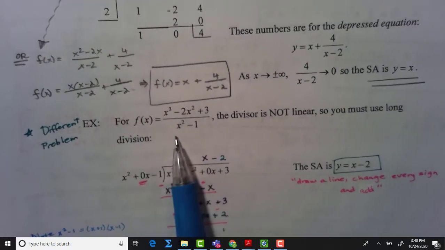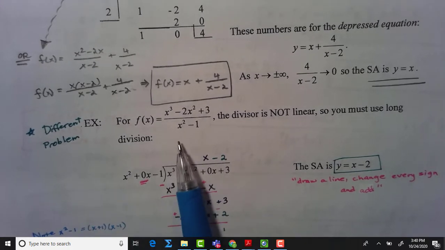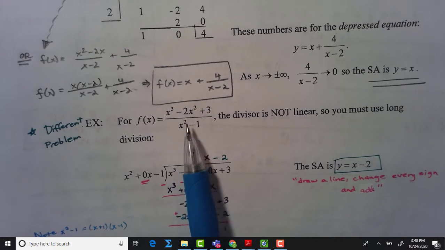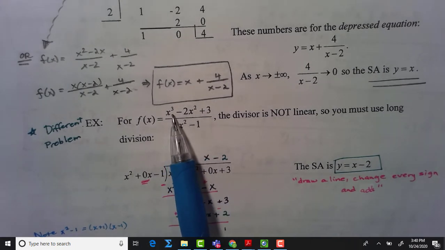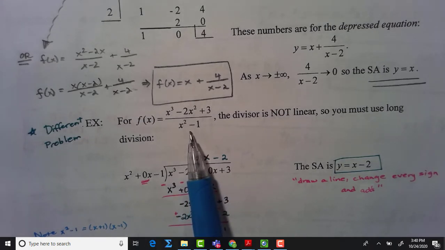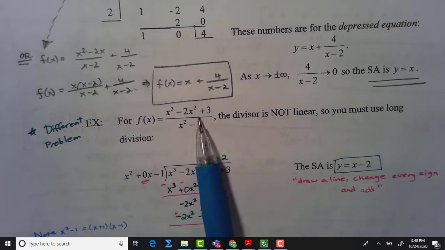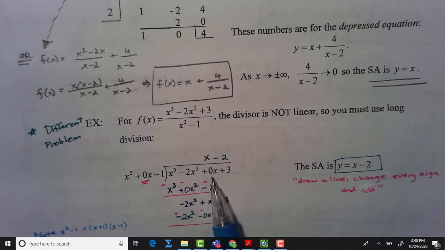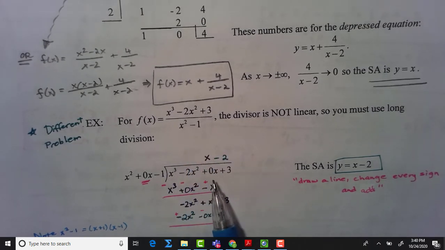Now, just as an example for when your divisor is not linear, this is not the same problem, but just giving you an example of how to work with it. If my divisor is not linear, I have to use long division, and you have to leave a place for a missing term. Notice that the linear term in the denominator is missing, the coefficient of x, so we have to leave a place for it. Notice in the numerator, my linear term is missing, so I have to leave a place for it. So x cubed minus 2x squared plus 0x plus 3.